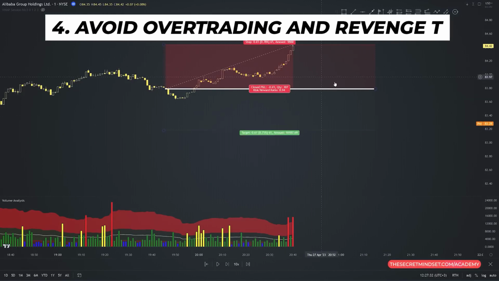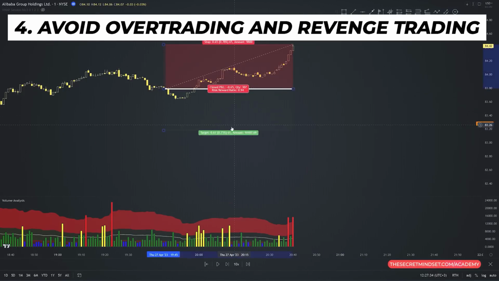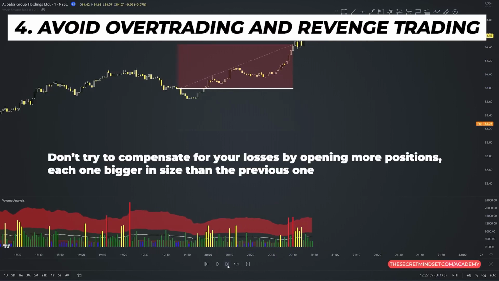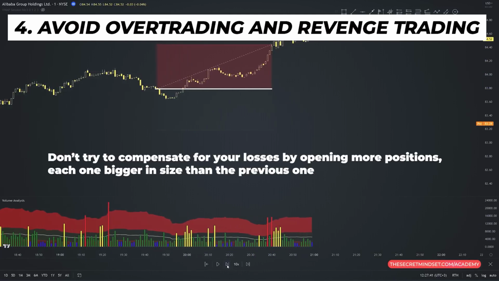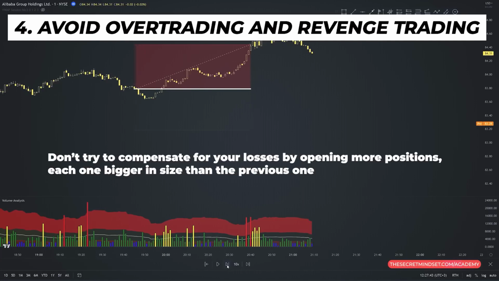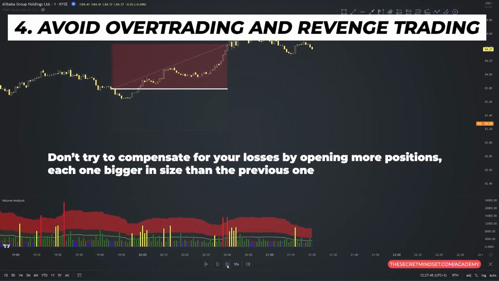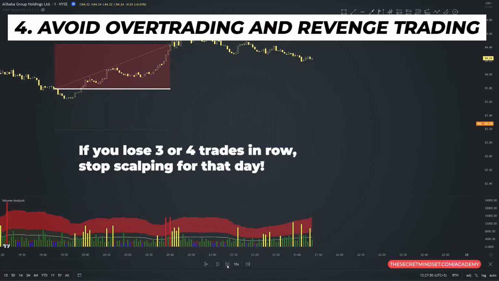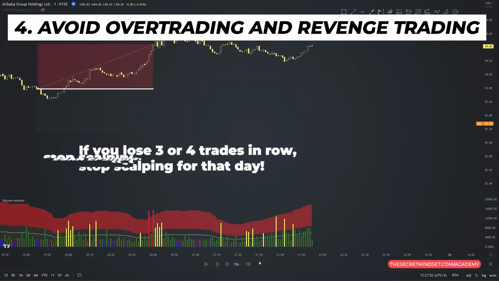Also, try to avoid overtrading and revenge trading. This is when, after a series of losing trades, you try to compensate your losses by opening more and more positions, each one bigger in size than the previous one. If you lose 3 or 4 trades in a row, just stop scalping for that day.